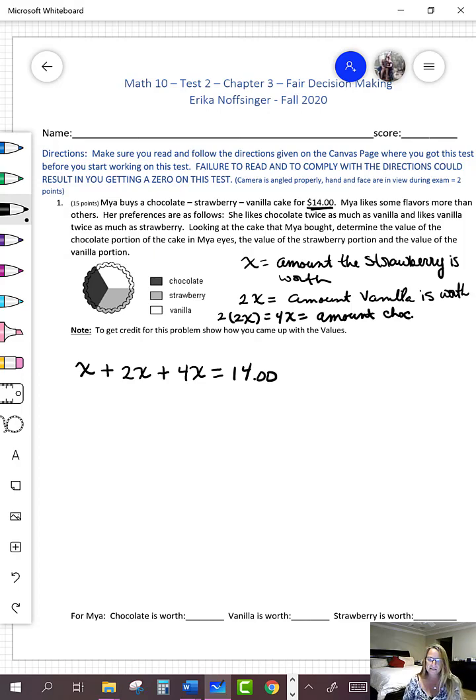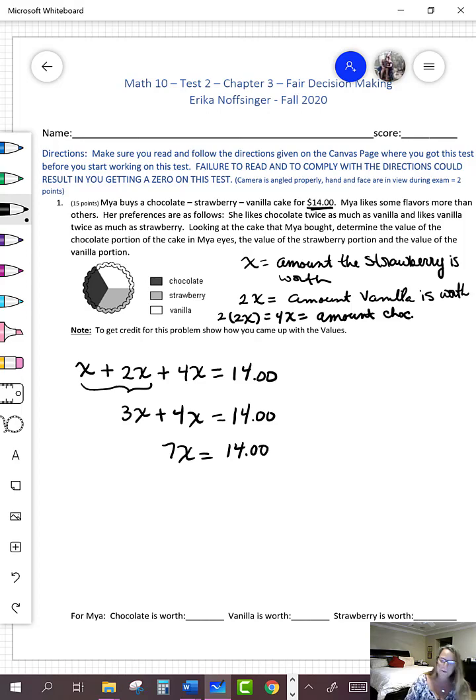So notice on the left-hand side of the equation, we have like terms. We can add all those together, x plus 2x gives us 3x. And then we have the 3x plus the 4x. Those are like terms, so we can sum those together. That is 7x is equal to $14. We want to get x by itself. We can divide both sides by 7. And when we do that, we get x is equal to 2.